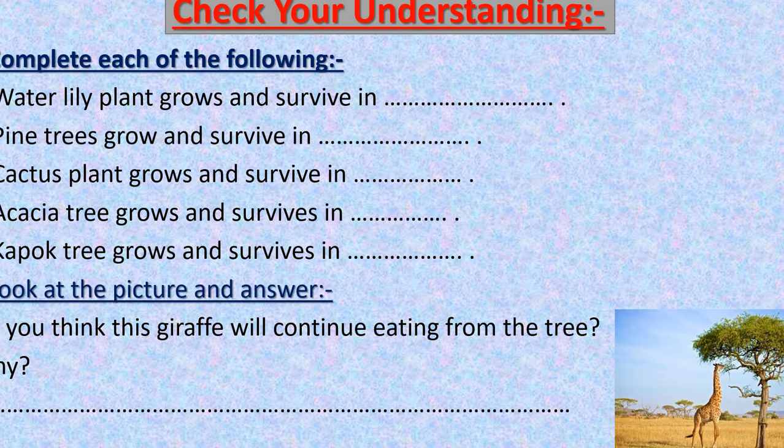Here it's like an assessment. Where do the water lily grow and survive, in which kind of environment? We said water lily in the wetland, which means land that is covered with water. Pine tree grows in the cold places. Cactus, we said, in the desert. Acacia tree, we said, in the savanna forest. Kabuk tree in the Amazon.